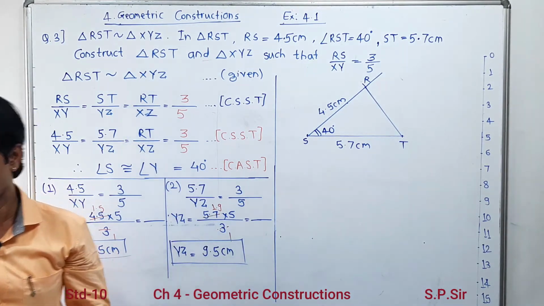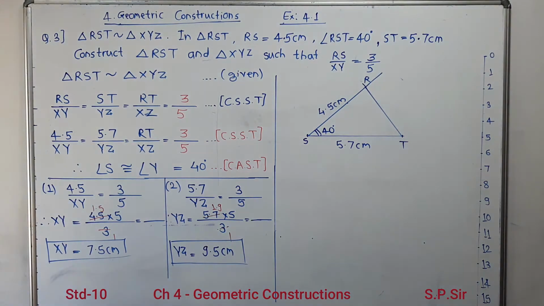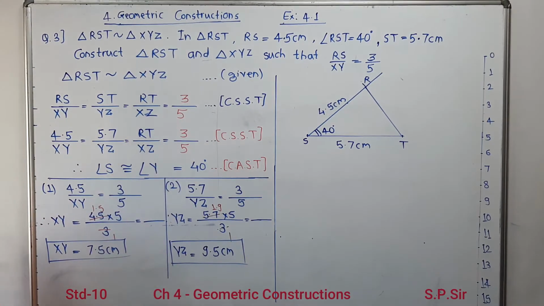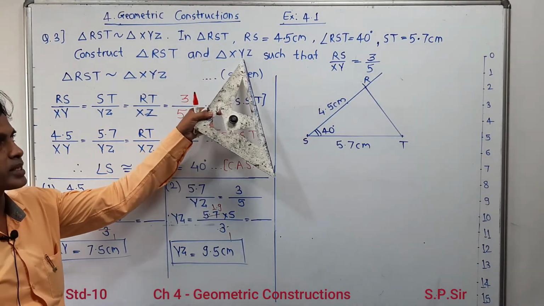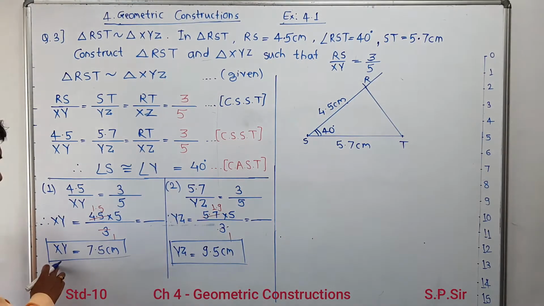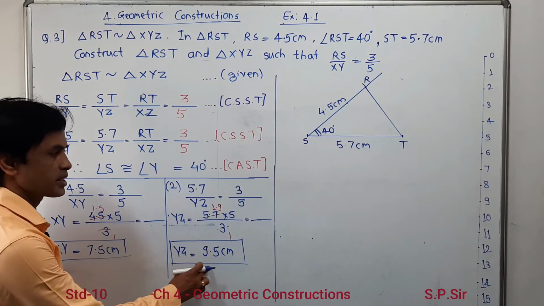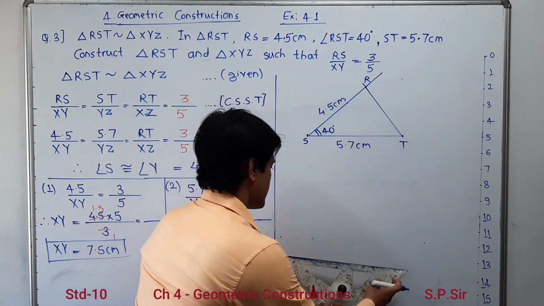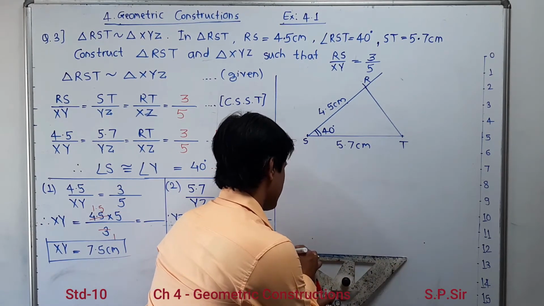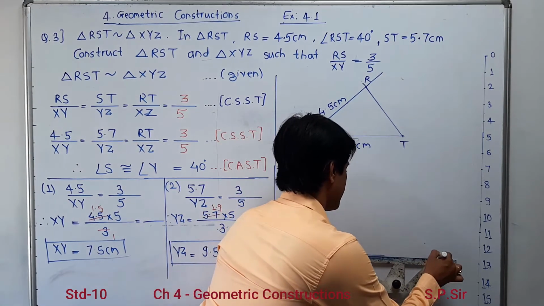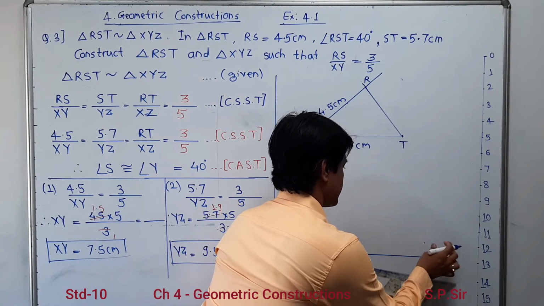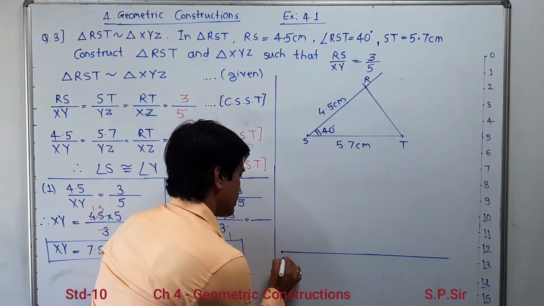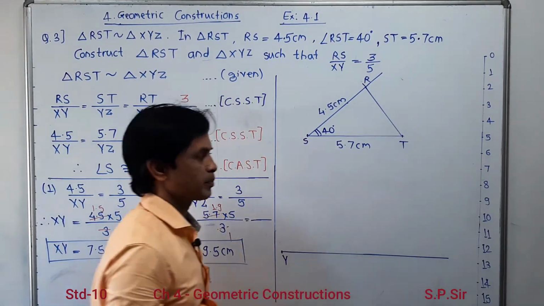In the same fashion, we have to draw a second triangle also. The name of the first triangle is RST, and after RST, we have to draw XYZ. So in XYZ, you know XY is 7.5 centimeter and YZ is 9.5 centimeter. So first of all, I'm going to draw a base YZ over here, which is of 9.5 centimeter. So taking a point Y over here, Y to Z is 9.5 centimeter.